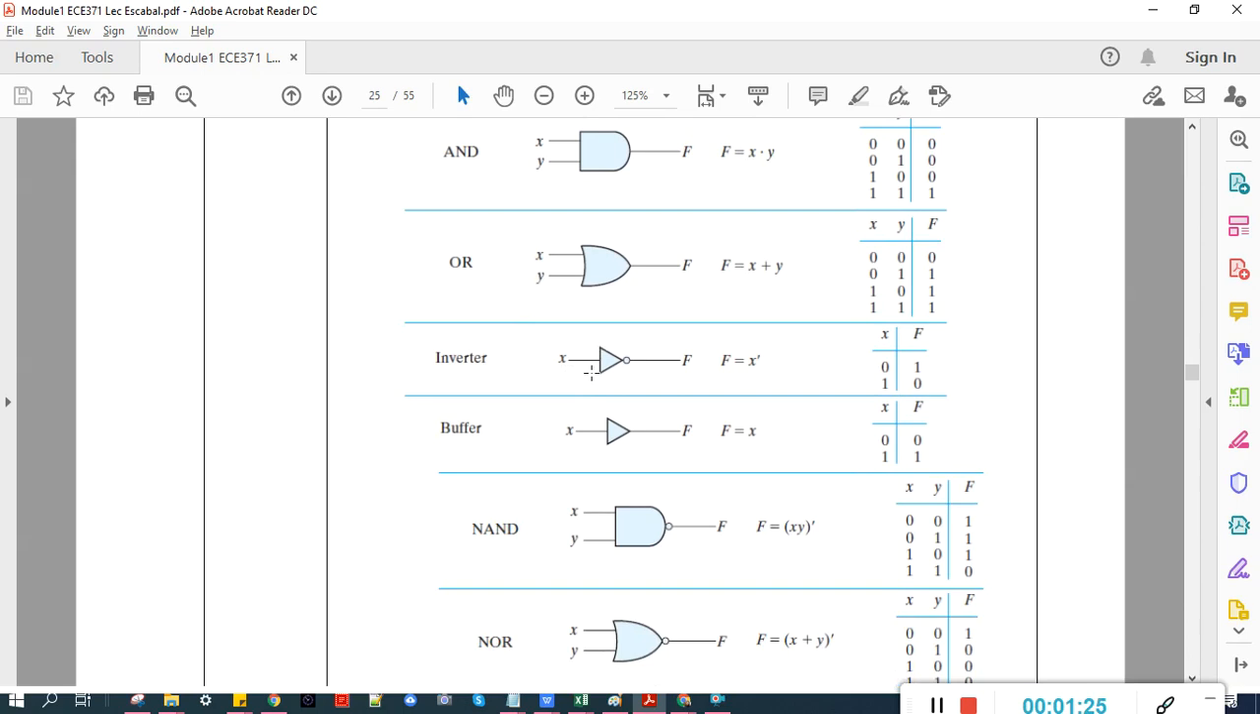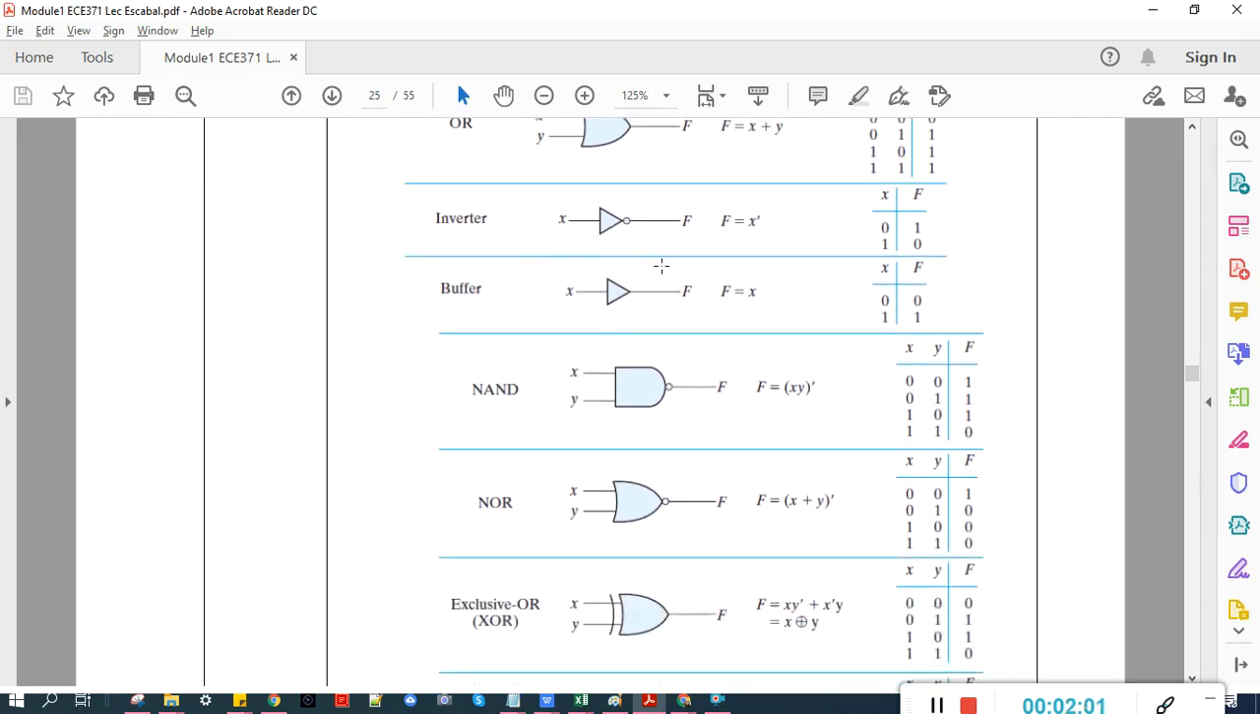This is a symbol for the inverter. We have already discussed this also. The inverter symbol is from the buffer symbol with a bubble at the end to indicate that this is a complement of the input, because we know that the buffer just transmits whatever is from the input. The logic value does not change for the buffer, but for the inverter it is being complemented.